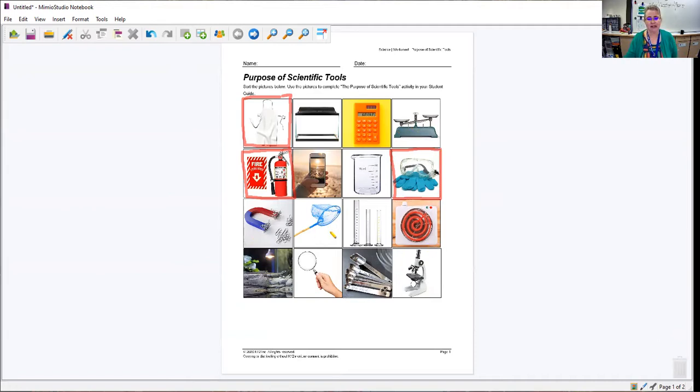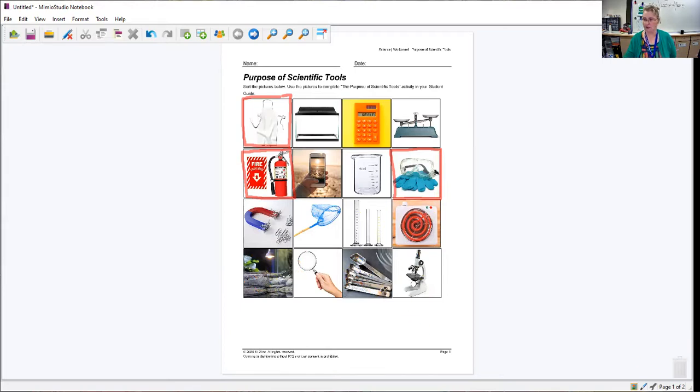Okay, we have a magnet, we have a net. These are called graduated cylinders. They actually have markings on them that measure liquid. This would be a hot plate or a burner. This would be a lamp that's putting light on things. A magnifying glass, is that a safety tool? Not really. Measuring spoons. This would be a microscope.